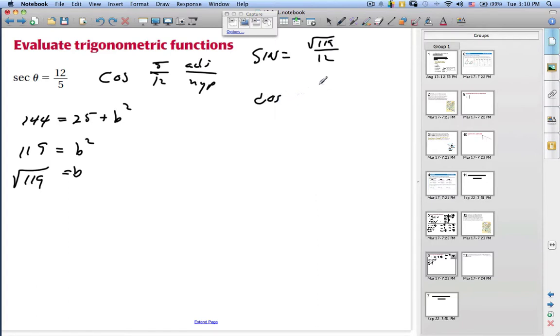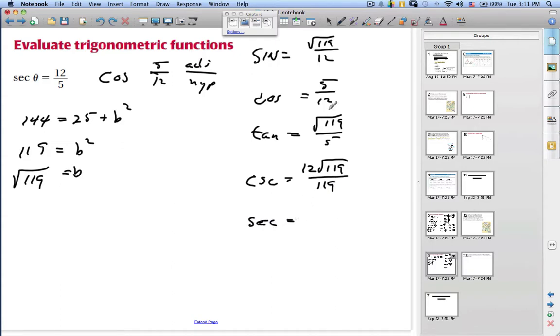Cosine we already knew, it's 5/12. Tangent is going to be rad 119 over 5. Cosecant will be the inverse of this, and I have to rationalize the denominator. So instead of 12 over radical 119, it'll be 12 times radical 119 over 119.